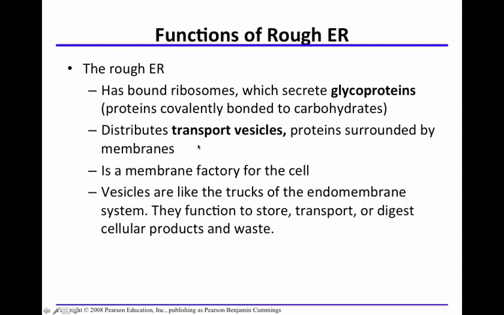The rough ER distributes transport vesicles. It distributes proteins that are surrounded by membranes. The rough ER is a membrane factory for the cell. And these vesicles are like the trucks of the endomembrane system. They function to store, transport, or digest cellular products and waste.